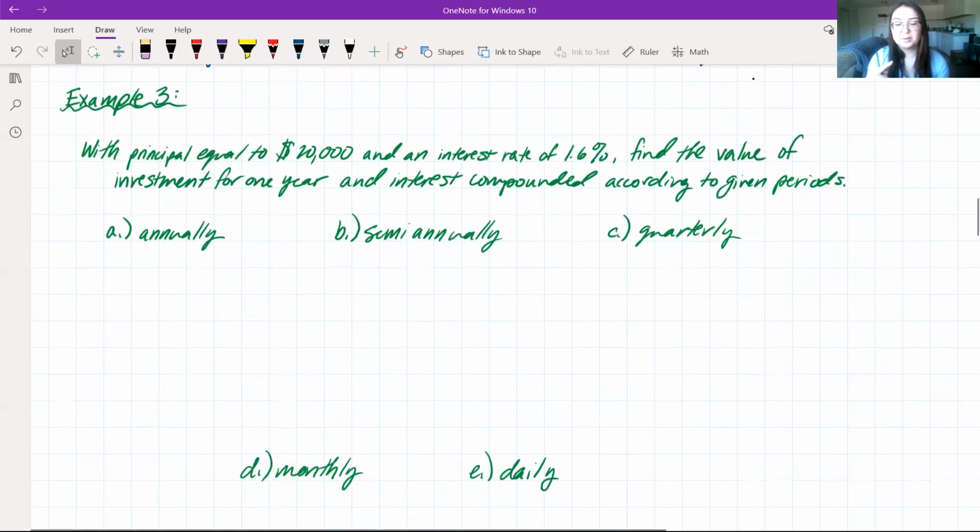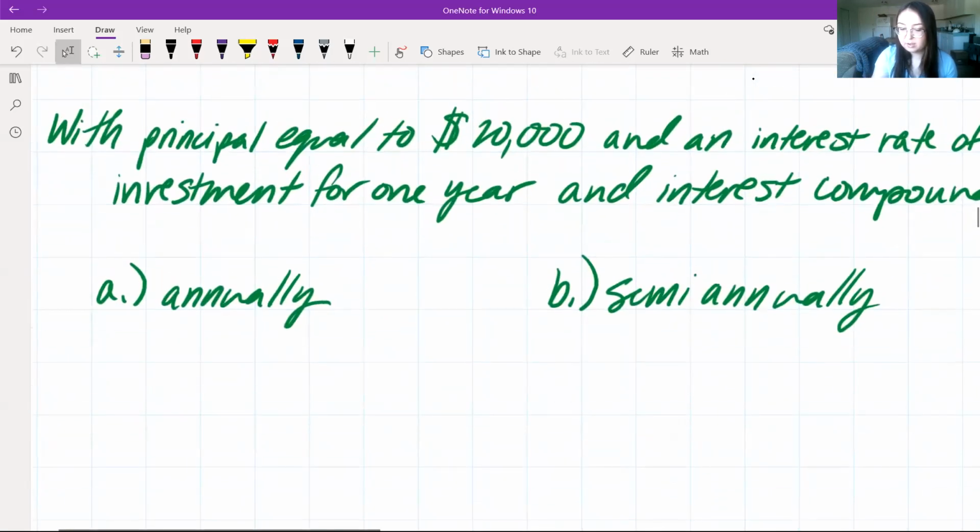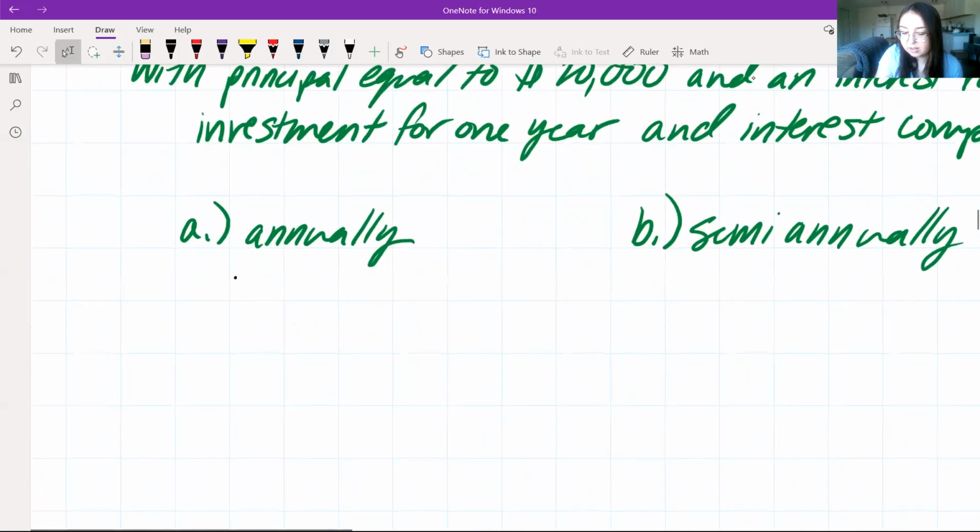All right, so let's put it into practice. We have a principal equal to $20,000 and an interest rate of 1.6%, and we want to find the value of the investment for 1 year with interest compounded according to given periods. So we're doing it for 1 year, but now we're checking with annually, semi-annually, quarterly, monthly, and daily. So once we do this, we know that for annually, our P value is 20,000.